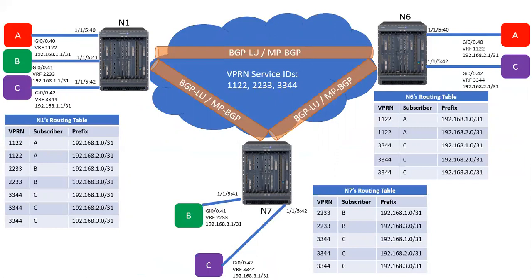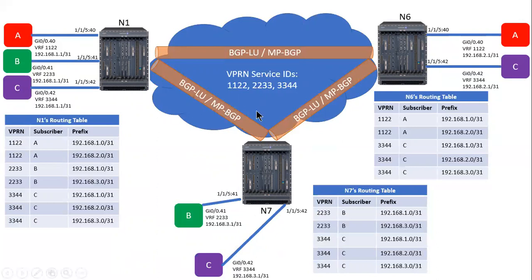It's the same way when we deploy our Layer 3 VPN. N1 is going to have a BGP labeled unicast or multi-protocol BGP session or neighborship or peering to N6, and N6 to N1. N1 is going to have a BGP peering to N7 and N7 to N1. And N7 is going to have a multi-protocol BGP peering to N6. And of course, N6 back to N7.